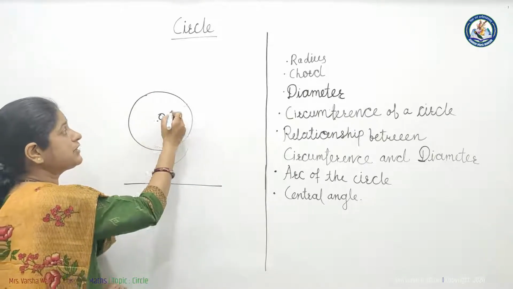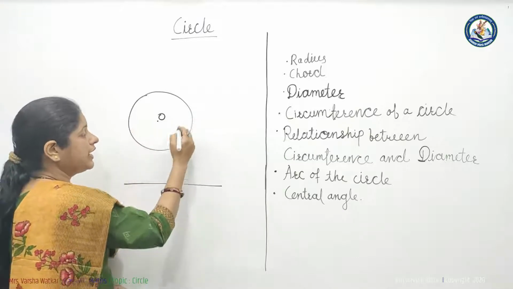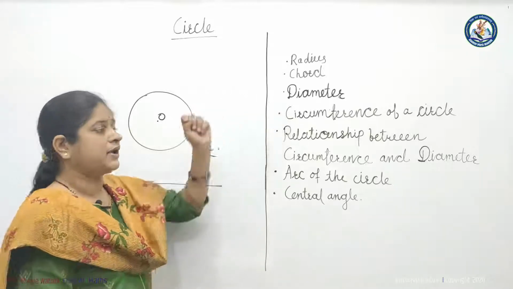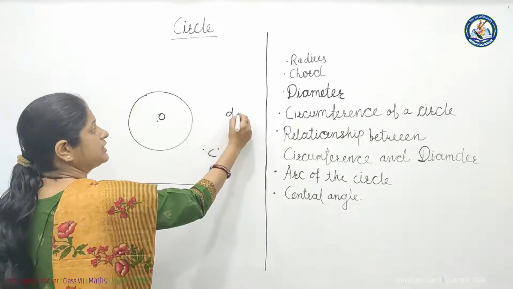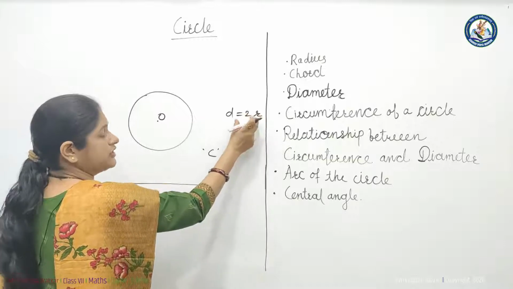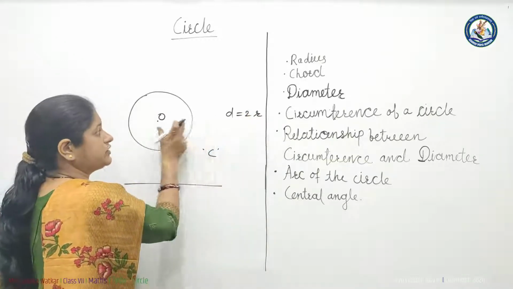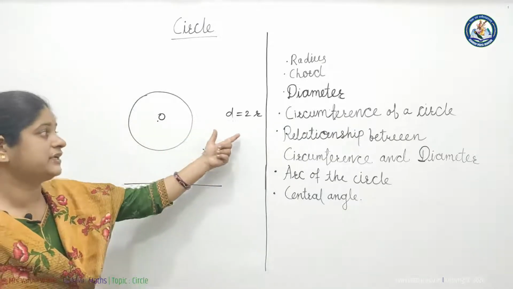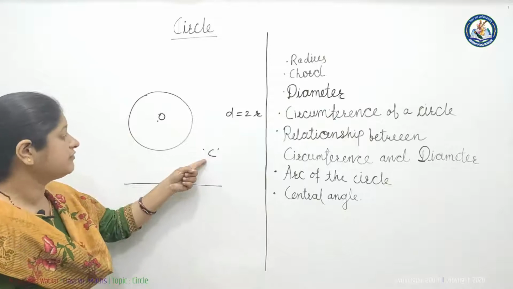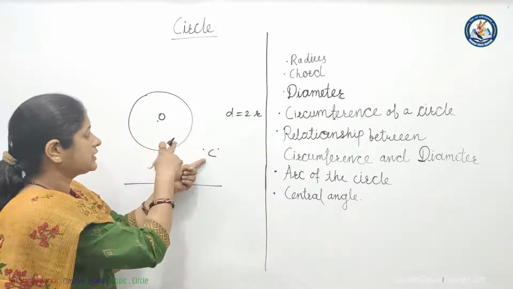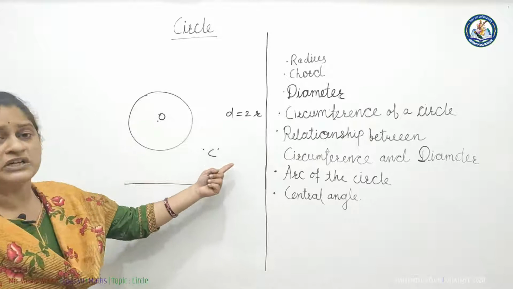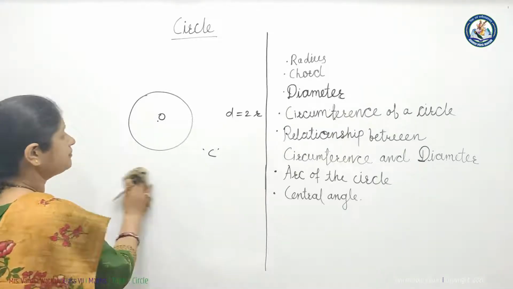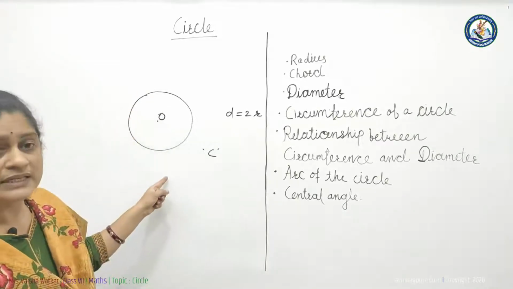So circumference is the measurement of the boundary of the circle, and the circumference is denoted by a letter C. Diameter is denoted by a letter D, and diameter is equal to 2 into R. Twice of radius. If radius is 5 cm, diameter will be 10 cm. Diameter is always twice of the radius. Circumference is generally measured in the units meter or centimeter.